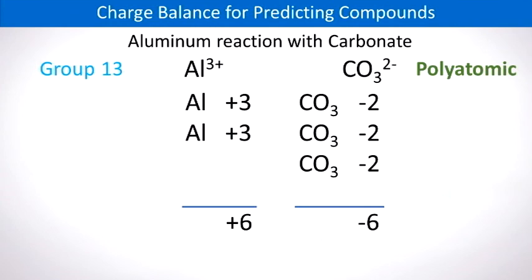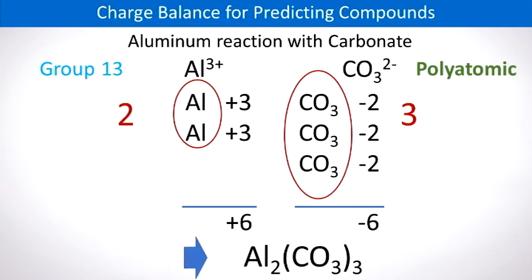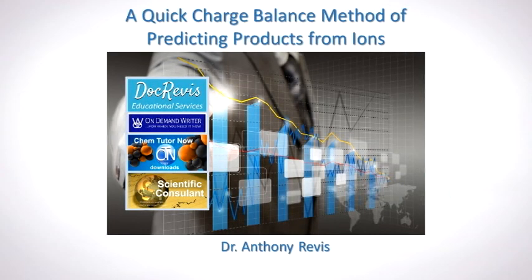We could do the same thing if we react aluminum with carbonate, carbonate being a polyatomic, and aluminum located in group 13. We find that it would take 2 aluminums to react with 3 carbonates to give us aluminum carbonate. And there you have it, a simple way of using charge balance and atom counting to predict compounds.